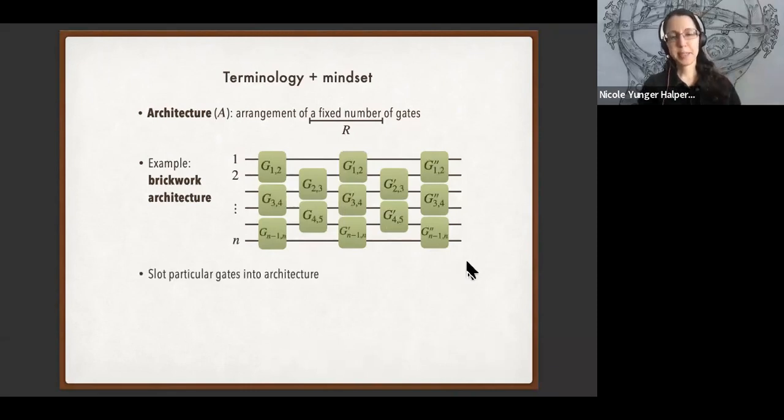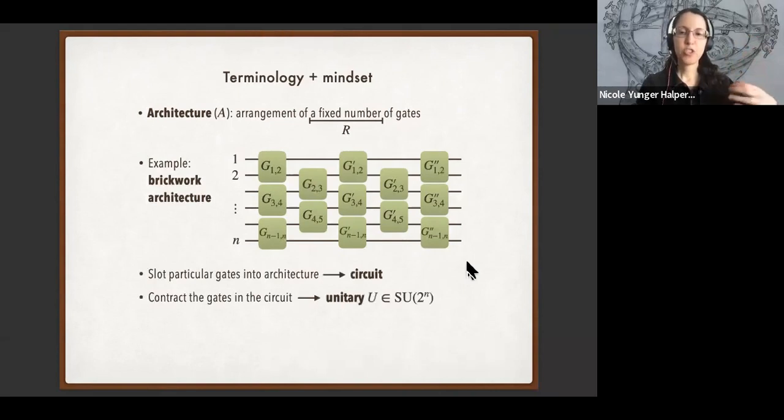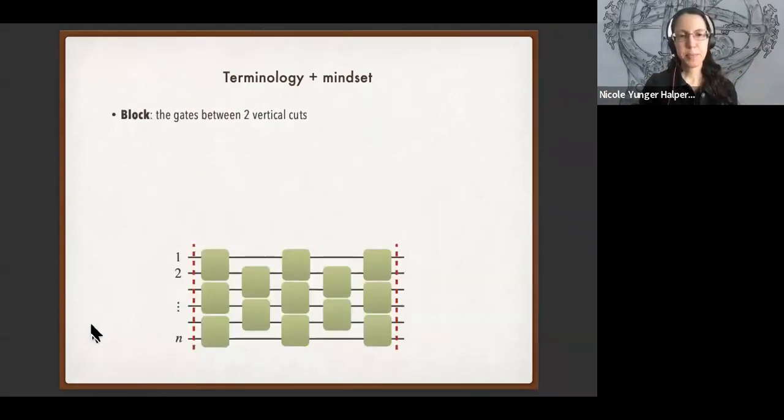If we take an architecture and we choose particular gates to slot into it, then we get a circuit. If we contract the circuit along these lines, then we get a unitary operator on n qubits, so an element of the group SU2 to the n. This contraction is implemented by some map that I'll call FA. It depends on the architecture. Suppose that you take a circuit and you introduce two vertical cuts in it. The gates in between those cuts we'll call a block.